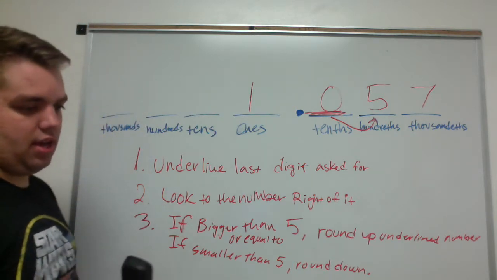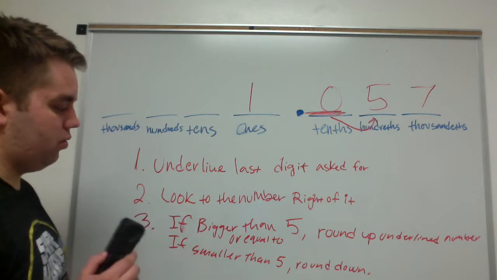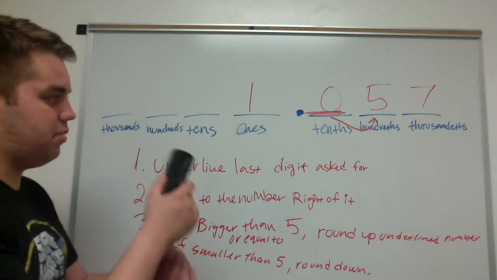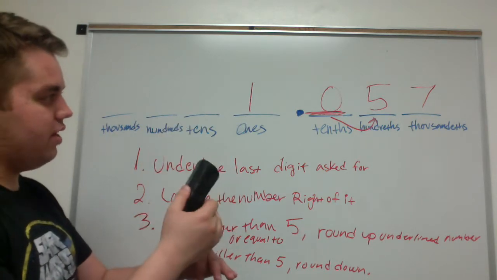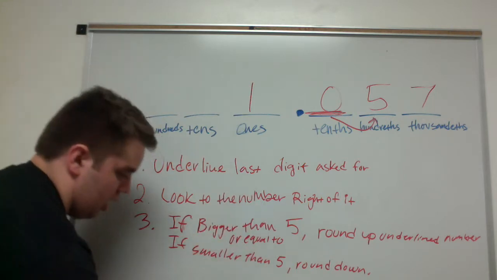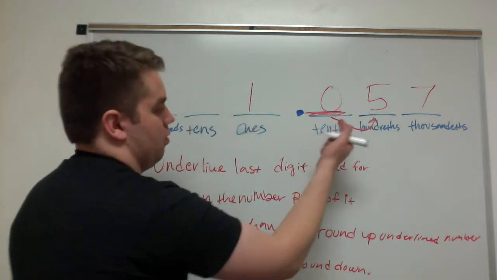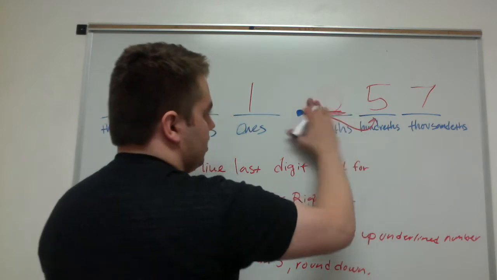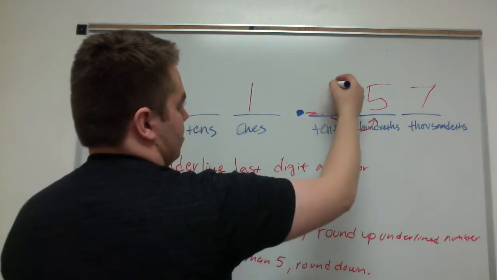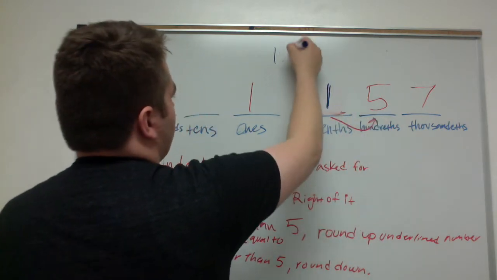Now, it's really important to look at that number and see if it's bigger than or equal to 5, and therefore we'd add 1. So in this case, it is 5, right? So we would add 1 to this underlined digit. That's what round up means. So we add 1, and our answer would be 1.1.